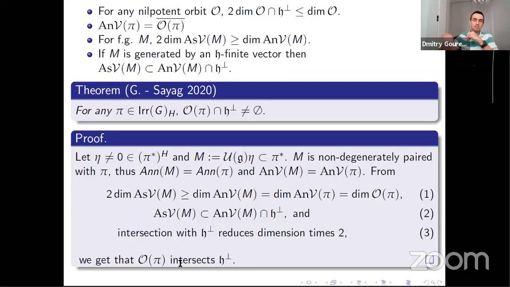I don't know if it's an additional geometric condition, or is it true that the intersection is always half the dimension or empty for every spherical pair in every orbit? Okay, any questions on the proof? Okay, yes?